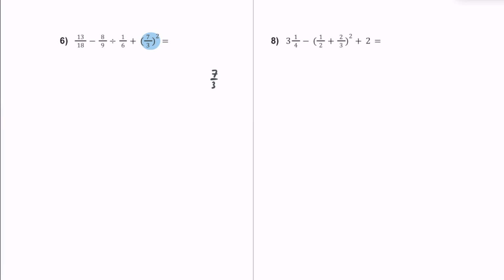This is 7 over 3, and there's 2 of them, so multiplying together, this will be 49 over 9. Okay, so if we go ahead and write this down, it's going to be 13 over 18 minus 8 over 9 divided by 1 over 6 plus 49 over 9. Now, between these operations, we're going to go with division.